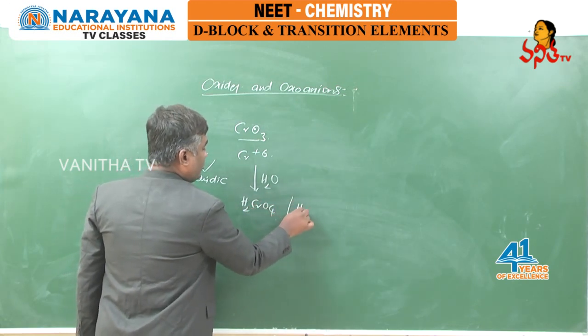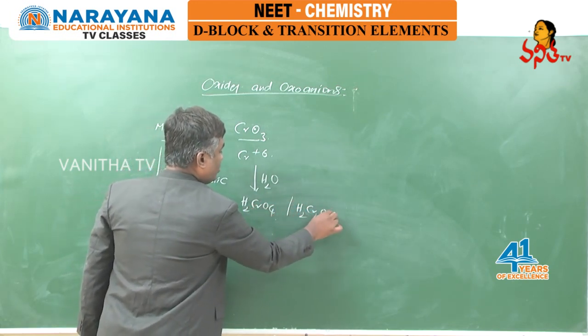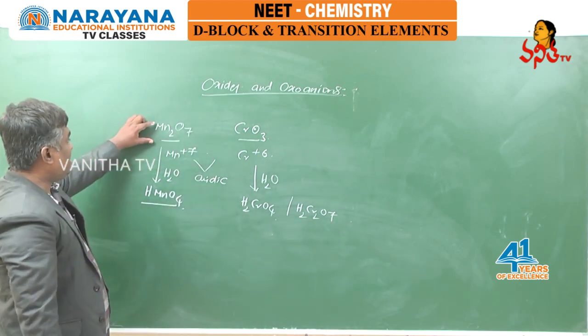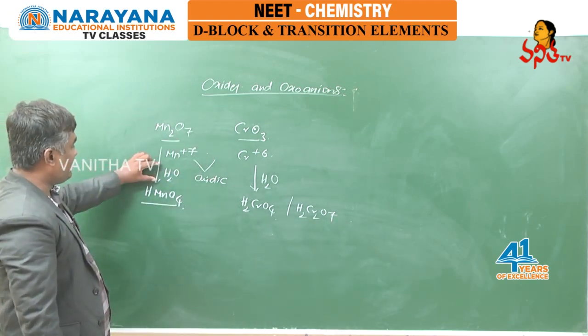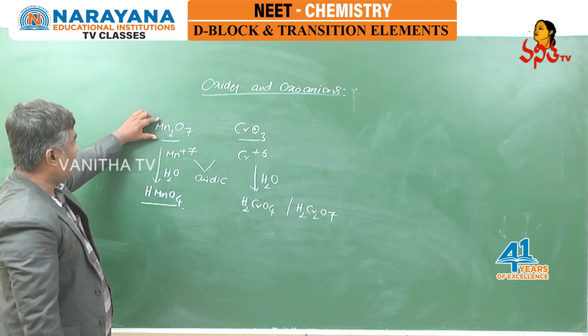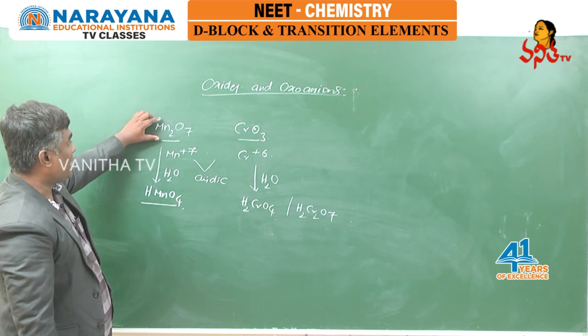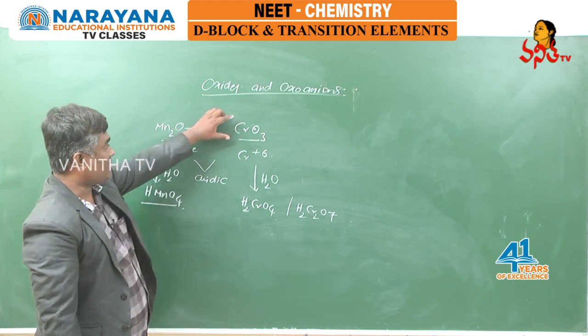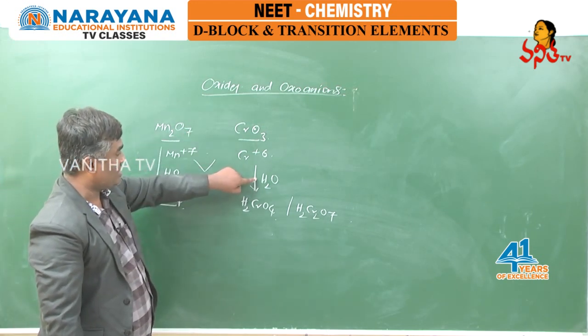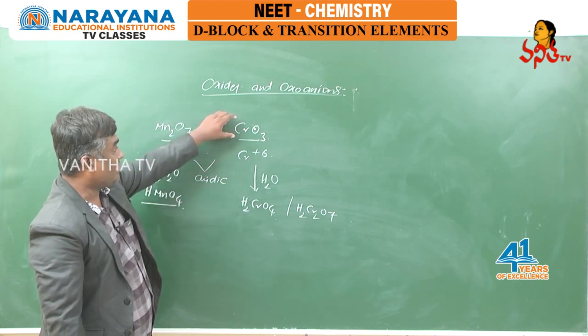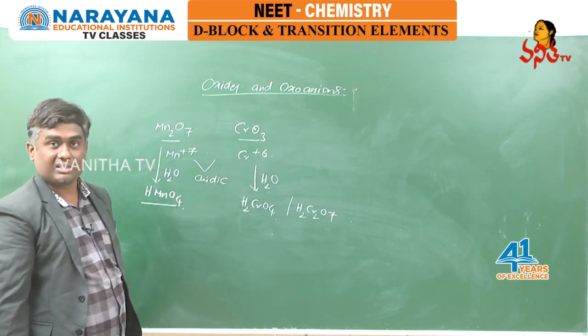In addition to that, you may get even H2Cr2O7. When the metal oxide is subjected to hydrolysis reaction, if you are getting acids, then the metal oxide has acidic nature. Here also, when the metal oxide is subjected to hydrolysis reaction, if you are getting acid, then the metal oxide has acidic nature, we can say.